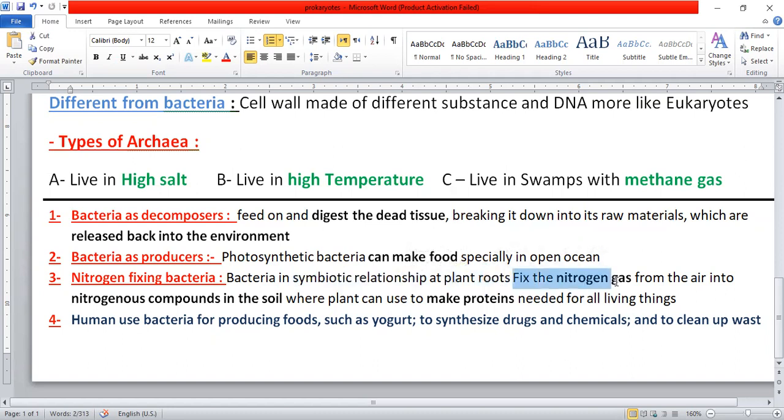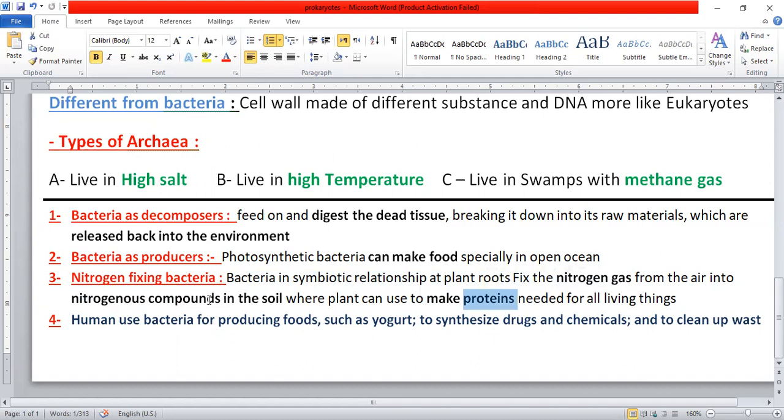They fix the nitrogen gas from the air into nitrogenous compounds in the soil, where the plant can absorb these nitrogenous compounds. These nitrogenous compounds are very important for the plant to make proteins. And we all need proteins, including the plants, okay? So the plants absorb the nitrogenous compounds from the soil to make proteins, and the nitrogen fixing bacteria help the plant to absorb the nitrogenous compounds and make proteins.